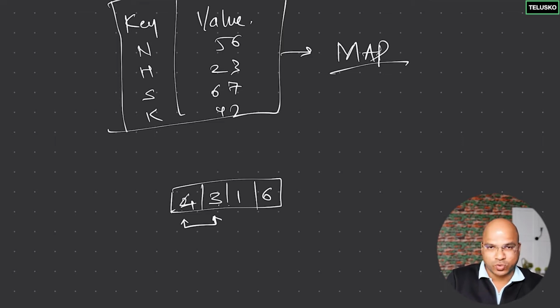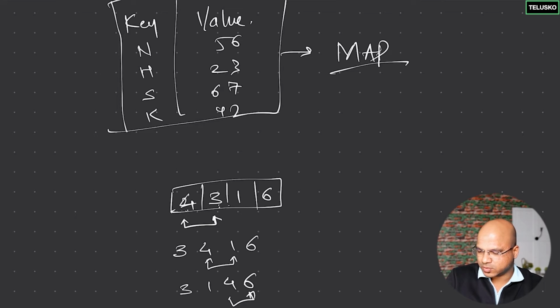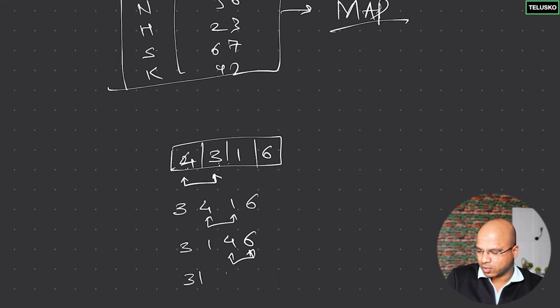So I will compare these two values. If the first value is greater than the second value, I will swap. After the swap, it will be 3, 4, 1, 6. Then I will compare these two values, and it will be 3, 1, 4, 6. Then I compare these two values: 3, 4, 6, because the first value is smaller than the second value, so no swap. In the earlier cases, we swapped because it was a bigger value.